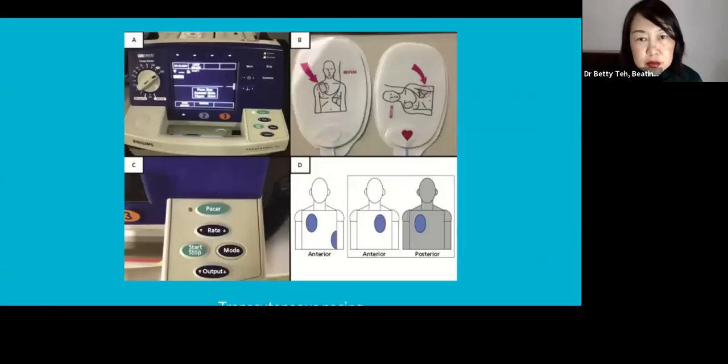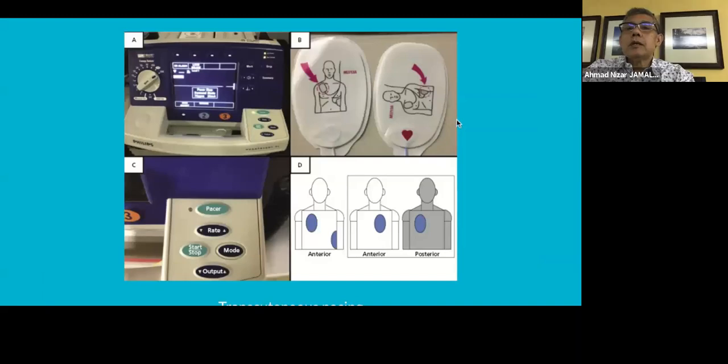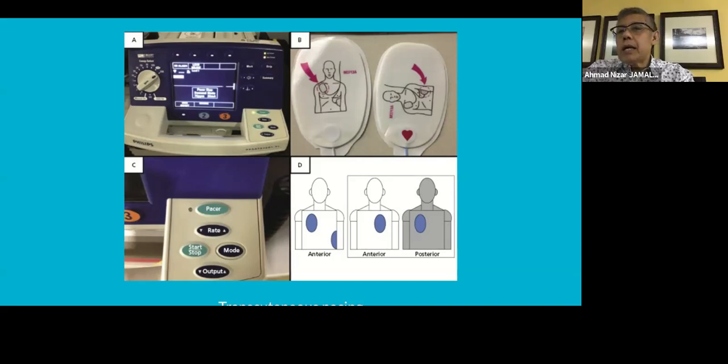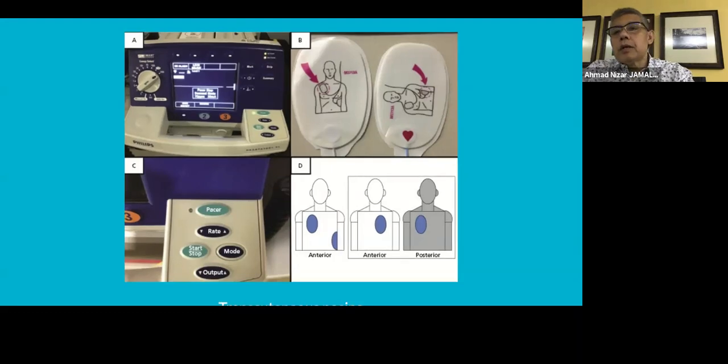This is what you see in a person. It's the same machine that you use for cardioversion that you use for transcutaneous pacing, right? The patch is the same as well. You can put them in the anterior apical position or the anterior posterior position, the same position I mentioned for cardioversion. But rather than defibrillating, you actually use them as a pacemaker. They usually require high voltages to capture the heart.